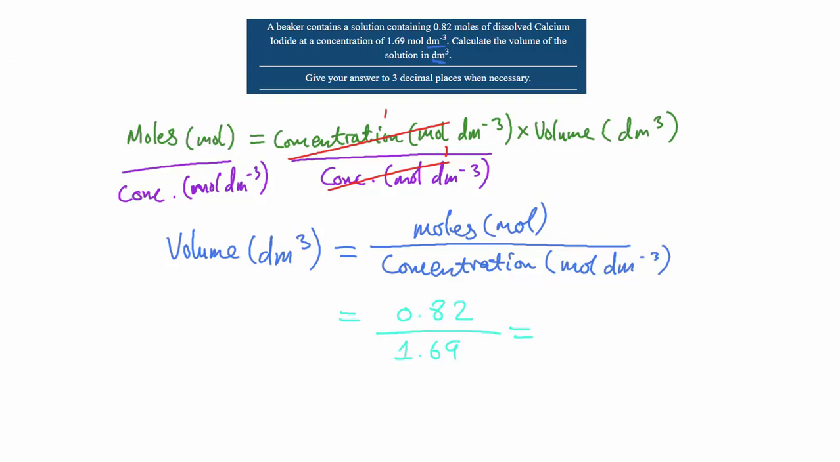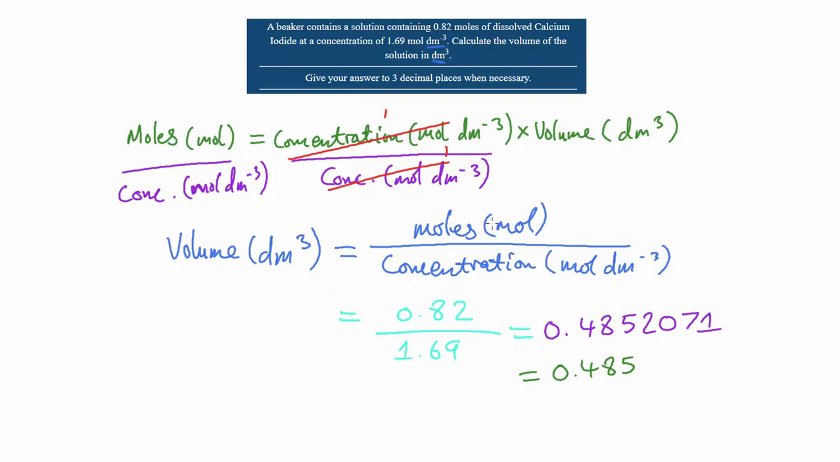Now, what you may have come up with is 0.4852071. The question specifically asks us, if we do have decimals, to give our answer to 3 decimal places. So in this case, we would need to do some rounding, right? And we would then need to assign our units, which in this case you can infer or deduce, and we've already kind of got it here.